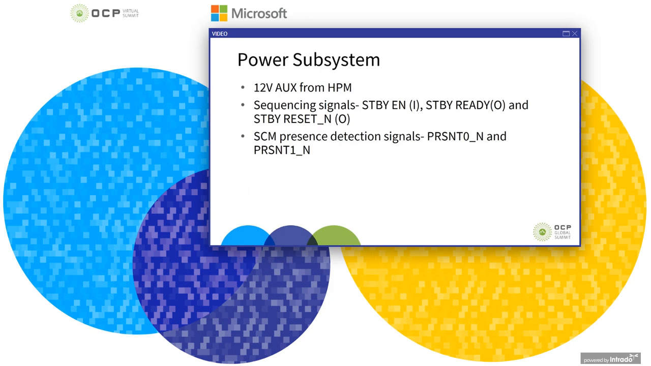Moving to the power subsystem, so the 12-volt aux from the power supply is the source of power for the SCM. The spec defines three sequencing signals in order to ensure an orderly turn on of the system and to avoid unpredictable system behaviors. The signals are standby enable, standby ready, and standby reset signal. The spec also defines two present signals on the DC-SCI, the present 0 and present 1. The SCM power can be enabled based on these present signals.